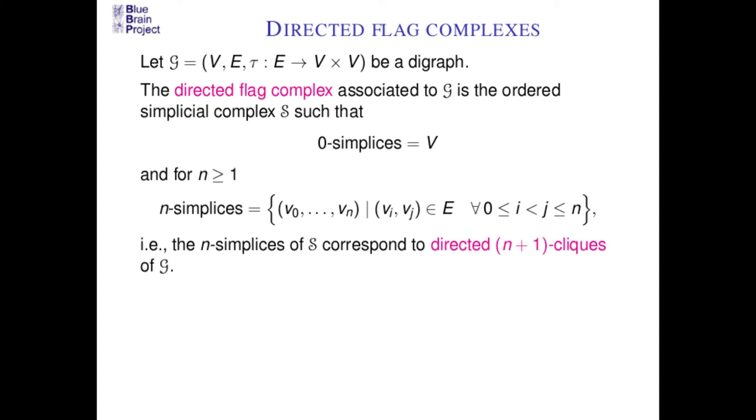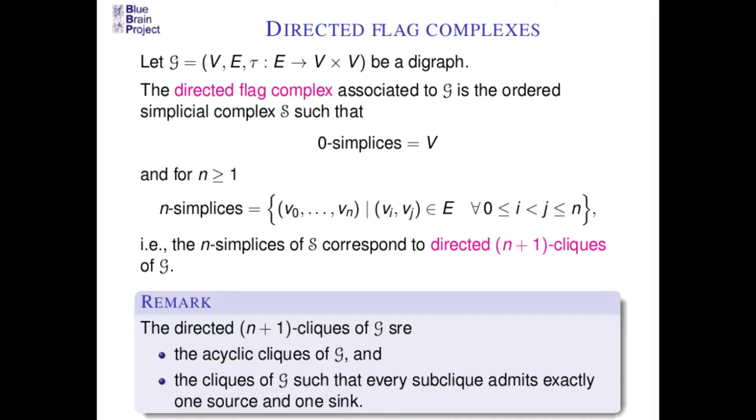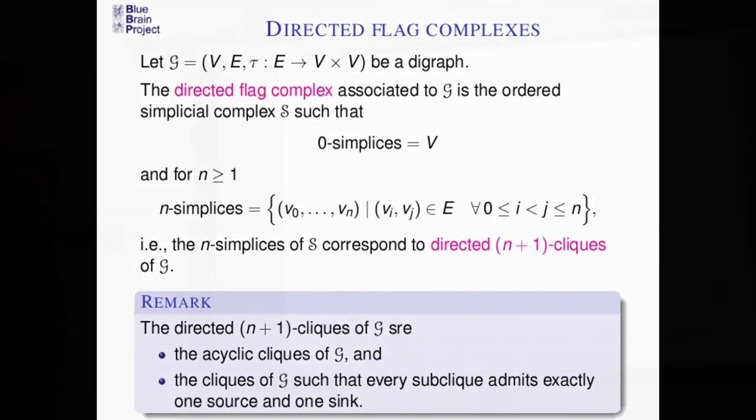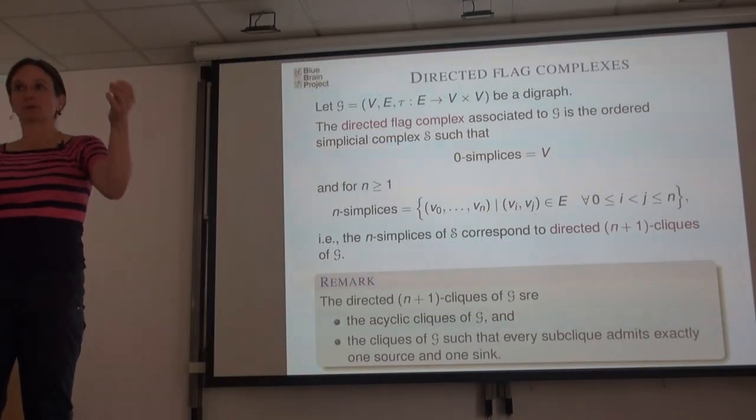And what does that mean? The n simplices, in this case, correspond to what are called directed n plus 1 cliques: all-to-all connected subgraphs where there is really a sense of direction in the subgraph. Different ways of characterizing these directed n plus 1 cliques are to say they're the cliques that are acyclic, no cycles, or that every subclique admits exactly one source and one sink.